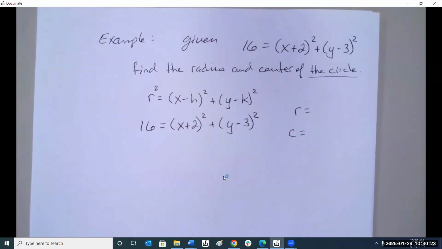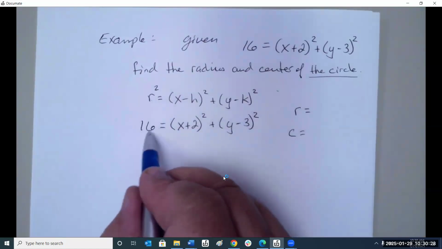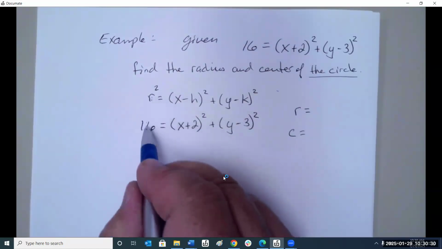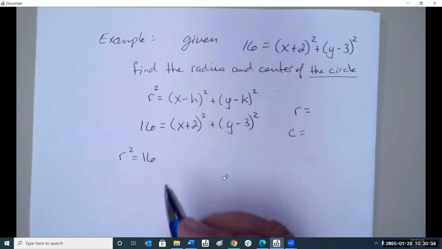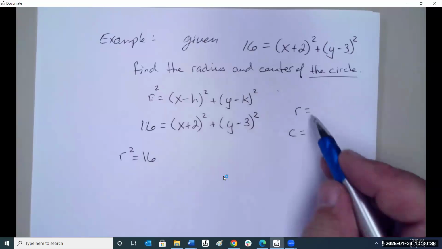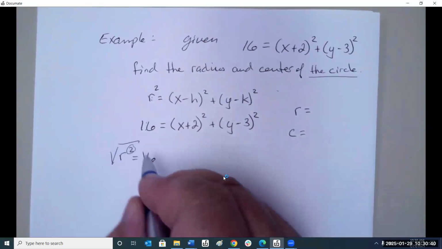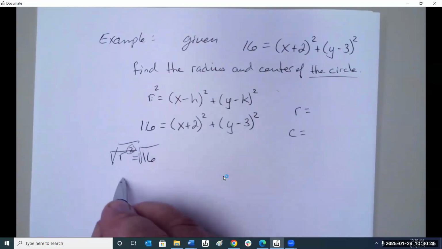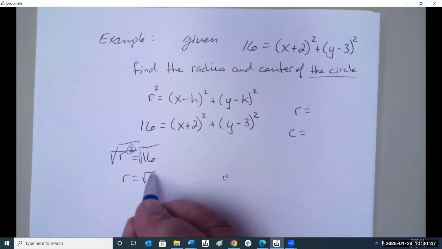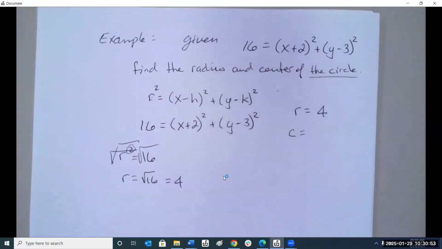R is equal to the square root of 16. Because remember, this is r squared. So r squared is equal to 16. I'm looking for r. How do I get rid of the square? Square root both sides. So the square root and the square cancel. So what is the square root of 16? So the radius is 4.